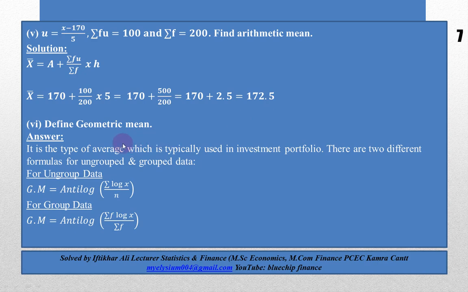Define geometric mean. It is the type of average which is typically used in investment portfolios. There are 2 different formulas for ungrouped and grouped data. In ungrouped data, geometric mean is the antilog of the sum of log x over n, and in grouped data it is the antilog of the sum of f log x over sum of f.